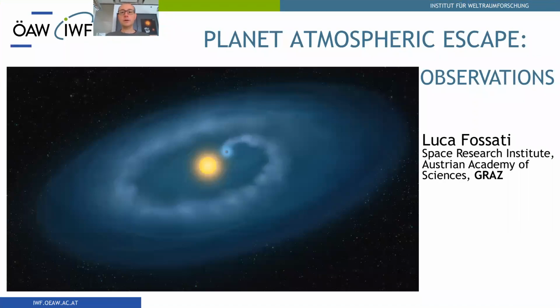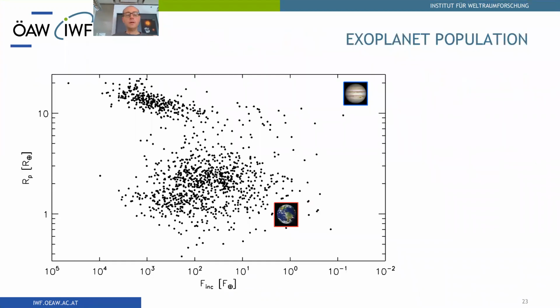Welcome back to the lecture on atmospheric escape, and let's talk now about population and observation. So let's start with this plot, which shows the transiting exoplanet population known to date. On the x-axis, you have the incident stellar radiation in units of that received by the Earth, and on the y-axis, you have the planetary radius in units of Earth radii.